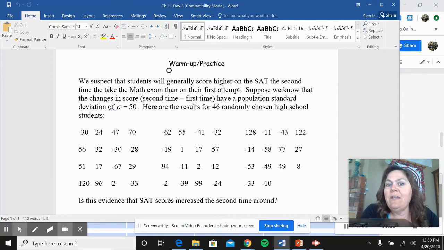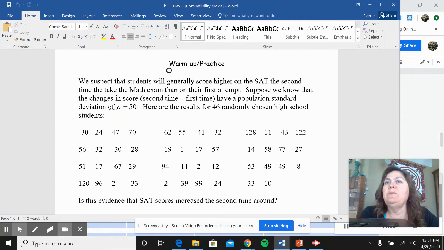So to see if you're getting what we talked about yesterday, our very first warm-up today is going to be this problem. So here you're given a set of data that is actually the difference. So let's look at this. We suspect that students will generally score higher on the SAT the second time that they take the math exam than they did on their first.